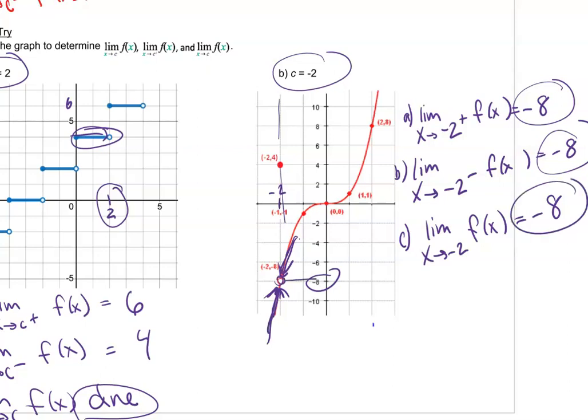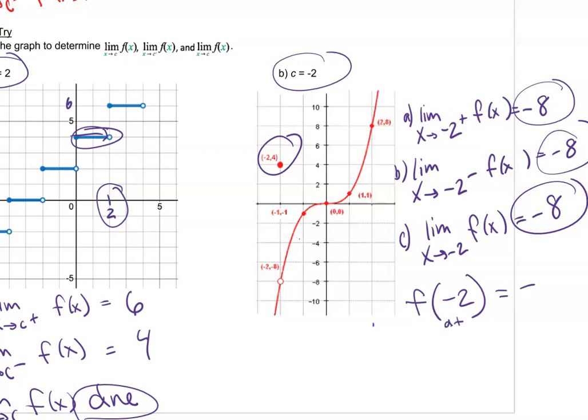Now you may be wondering, well then what's this point all about? That point, if you remember, is the, quote, algebra view, right? That's what you would get if you just plugged -2 into the function. The value of f at -2 is equal to 4. But the left-hand side and the right-hand side are actually down here by -8, wanting to go to -8, and then for some random reason, this function just happens to equal 4 at -2.